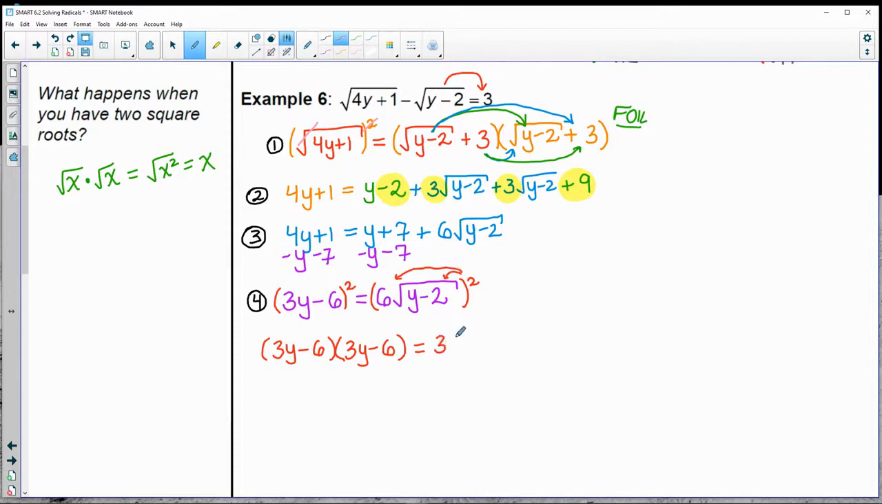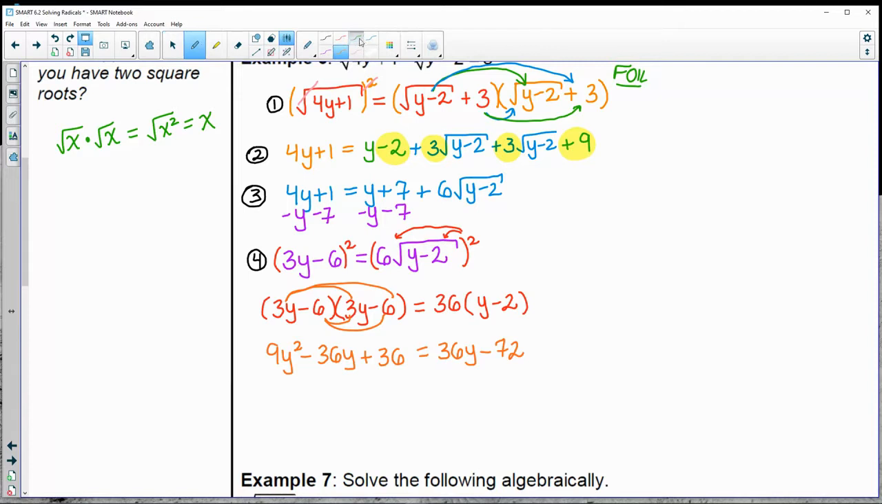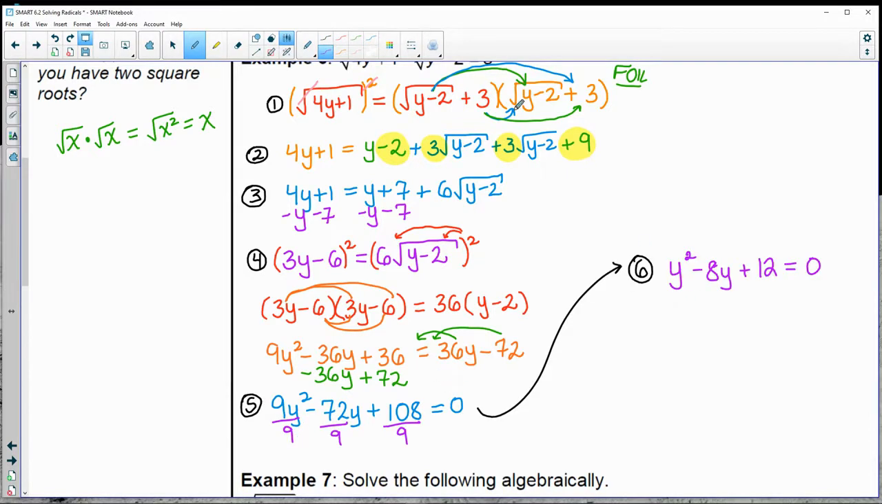So here's 36 times y minus 2. You can see I went ahead and expanded both sides. Now it's going to match what we did before. Bring everything to the same side. And then you're going to see we're going to have a 9. Oof, these are looking a bit out of hand. 72y, and it looks like I have 108 going to 0, but let's divide everything by 9. Okay, so now I'm left with something that looks a little bit like this.